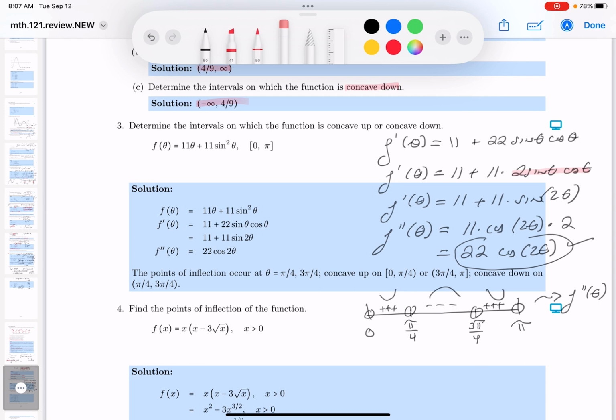All right, so let's say you forgot what they asked you to do. They said determine the intervals in which the function is concave up or concave down. I can do that now. So it's concave down. I'll put down CD for you, from pi over 4 to 3 pi over 4. By the way, we're only dealing with the interval they're giving us. Where's the concave up? I'll say CU. It's concave up from 0 to pi over 4. And it's also concave up from 3 pi over 4 to pi.